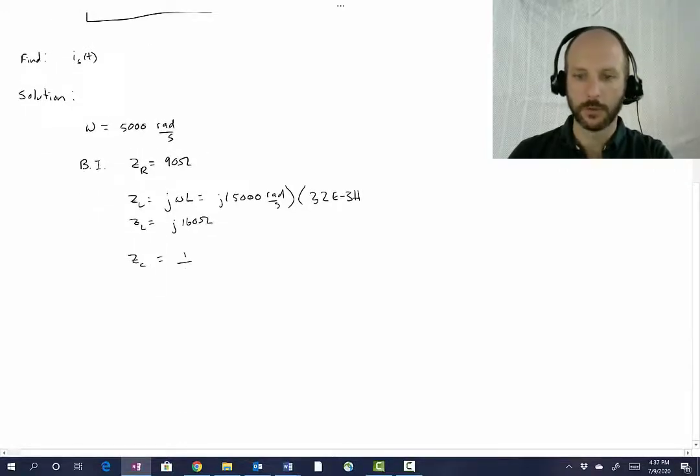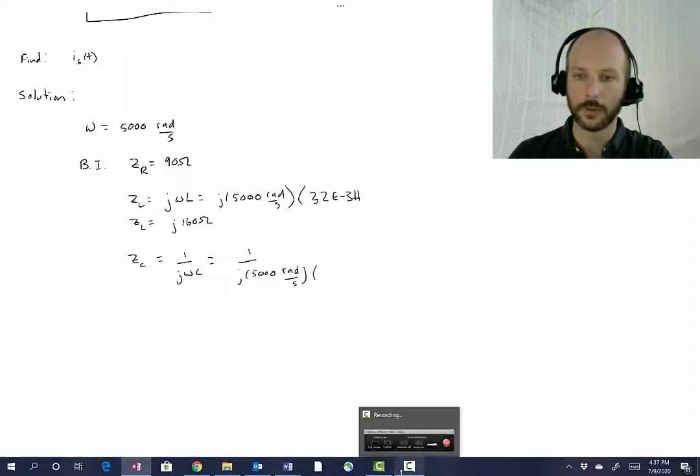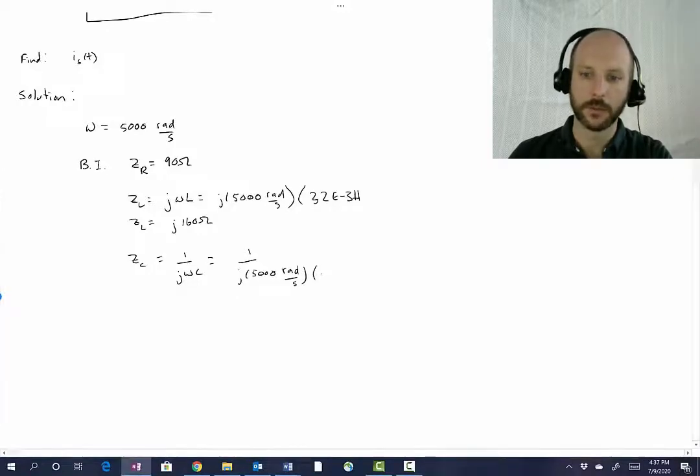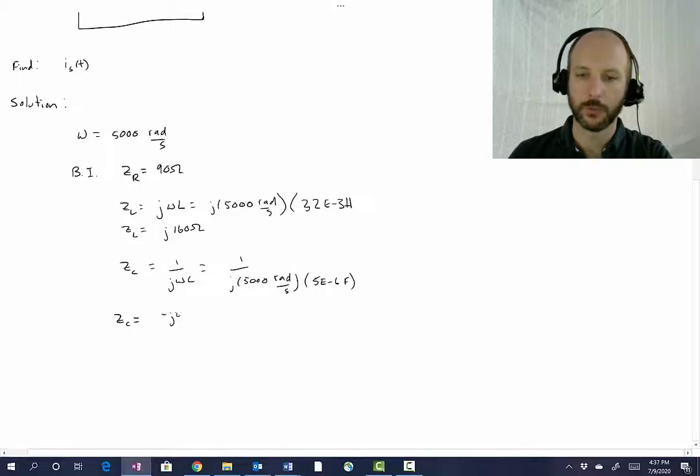Capacitive reactance is similar. 1 over j omega C is equal to 1 over j times 5000 radians per second times the capacitance of the capacitor in microfarads, which was 5e to the minus 6 farads, minus 6 being micro. And so that gives us a calculated value of capacitive impedance of minus j40. The minus j just comes from the fact that the j was in the denominator of that fraction.